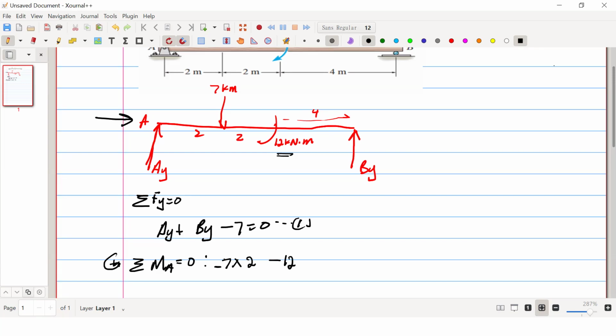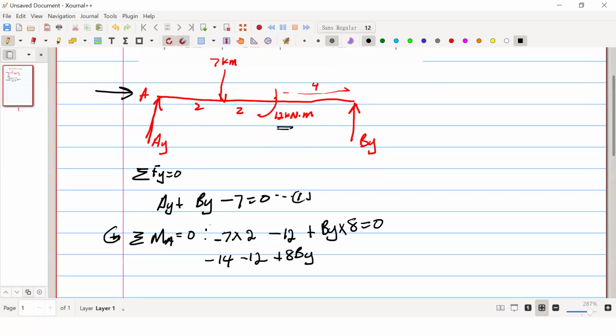And then for the moment now, it is positive anti-clockwise. So it's By times, what's the length of it again? 8, right? Equals to 0. So this is minus 14 minus 12 plus 8 By. Right, so that now gives us minus 26 plus 8 By.